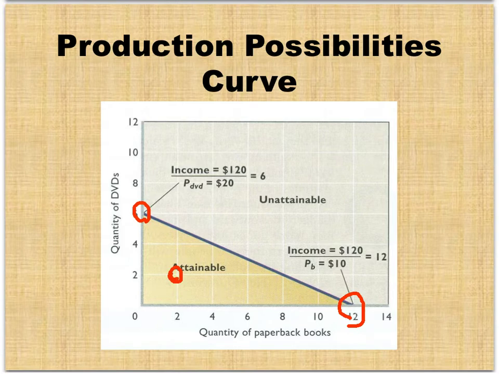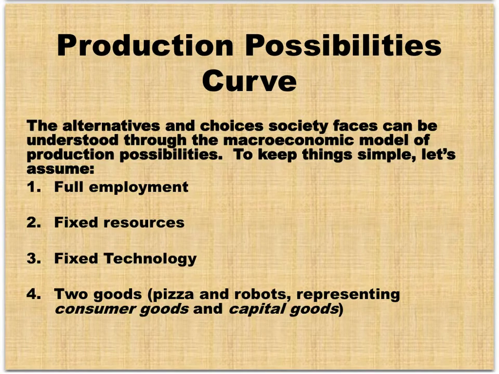So anything underneath the line is attainable. You would not be using all of your money. However, let's say you wanted 6 DVDs and 6 books. That's this point right here. That is unattainable. Why? You don't have enough money. This line represents the limit of combinations of books and DVDs you can buy with your income.